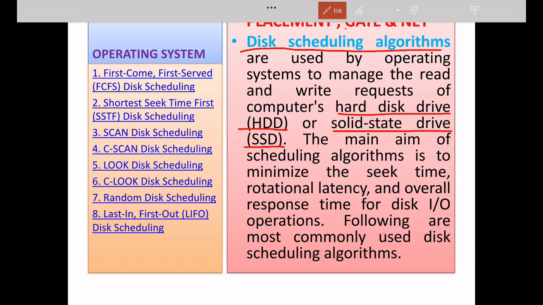Now actually what is our goal? Our goal is to reduce the seek time. Here are many important and most commonly used disk scheduling algorithms. Number one, first come first serve, and second, SSTF, shortest seek time first. Third are SCAN, C-SCAN, LOOK, C-LOOK, random disk scheduling and LIFO.